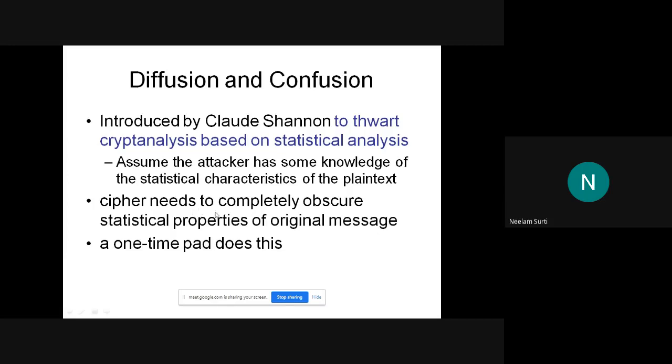The ciphertext needs to completely obscure the statistical properties of the original message. Whatever the original plain text is, it should not affect the corresponding ciphertext characters. The one-time pad does this. As I told you, practically it is not possible to implement a one-time pad, but what is secure is that there is no relationship between ciphertext and plain text in the case of a one-time pad.